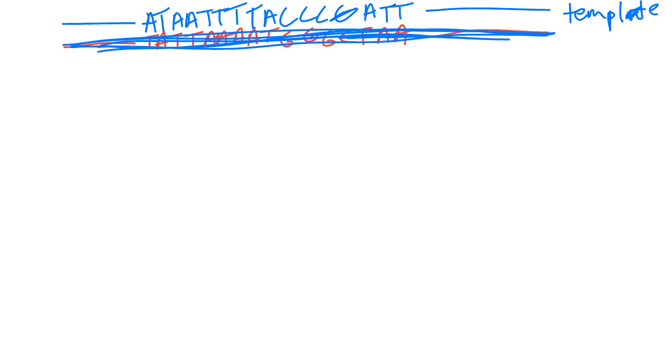Now this is happening in the nucleus, and there's an enzyme that performs this function. In DNA replication, the enzyme was called DNA polymerase. In this process, the enzyme is called RNA polymerase.